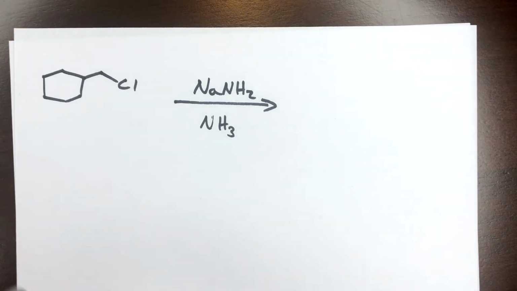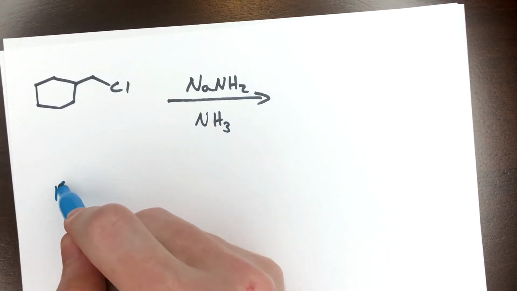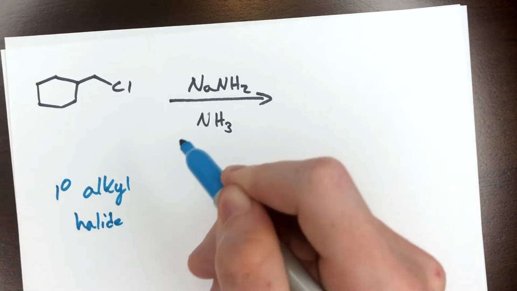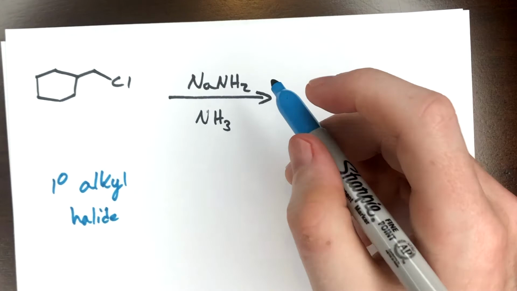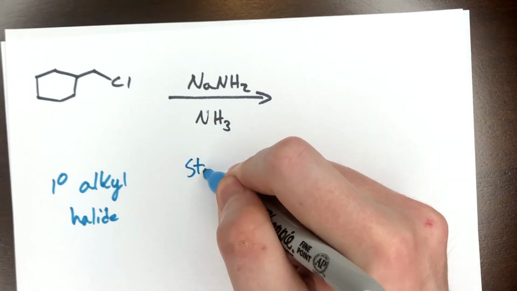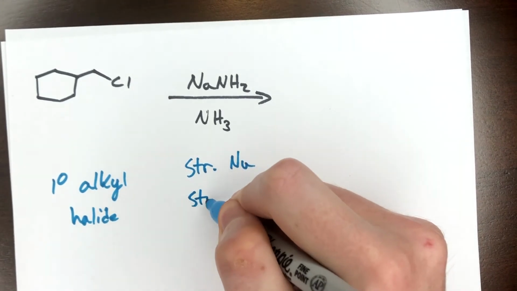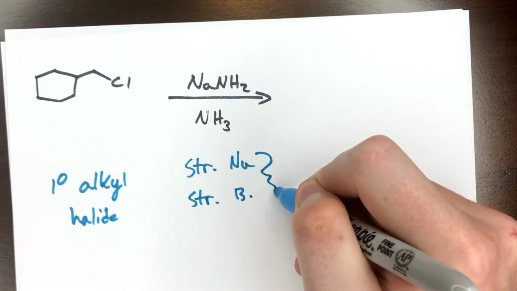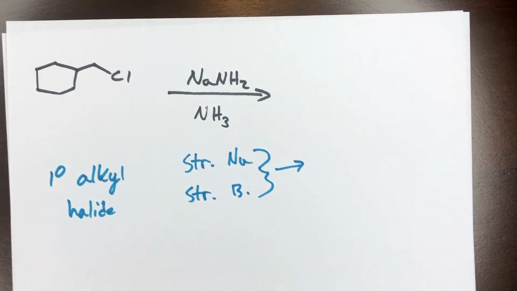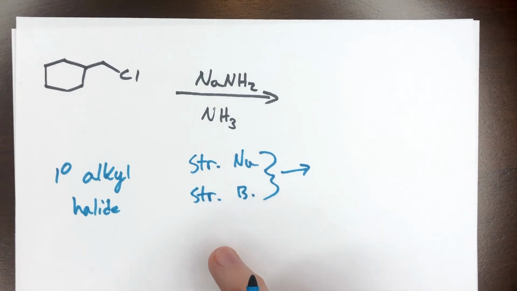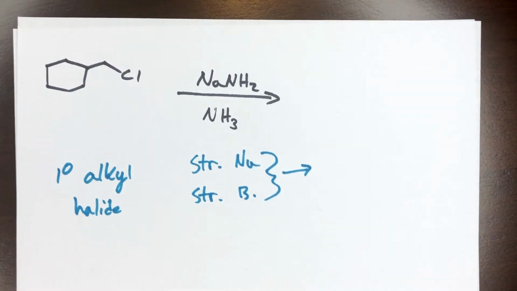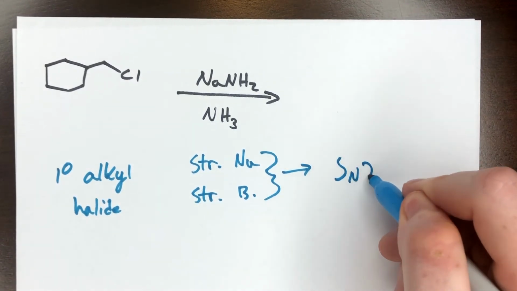Okay, so here we have a primary alkyl halide, suggestive of SN2 right away. Again, we have a small atom and a small molecule, so this is both a strong nucleophile and a strong base. I'm abbreviating this process a bit because I've shown it several times, so look at the previous questions if you're still confused as to how this is determined. But this is both a strong nucleophile and a strong base. The fact that it's primary, this is going to be SN2.